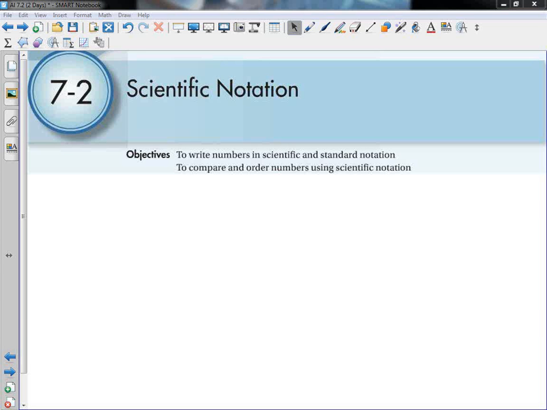Today we are on lesson 7.2 part 2. We covered 7.2 part 1 already. Today we're going to do the second part of our objective, which is to compare and order numbers using scientific notation. So let's get started.